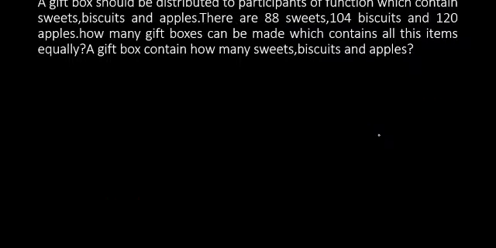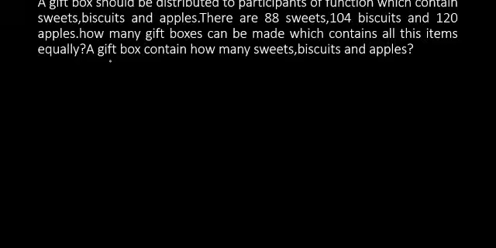So we'll go for the next one. A gift box should be distributed to the participants of a function, which contains sweets, biscuits and apples. There are 88 sweets, 104 biscuits and 120 apples. How many gift boxes can be made which contain all these items equally? That means a gift box should have all these 3 items and all the gift boxes should have equal items.